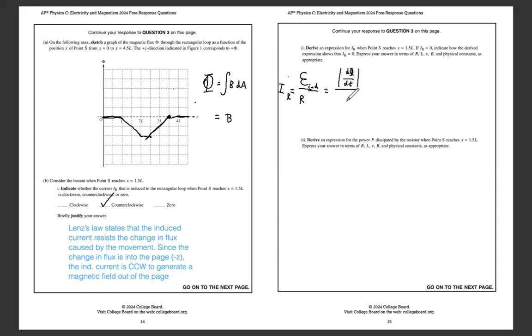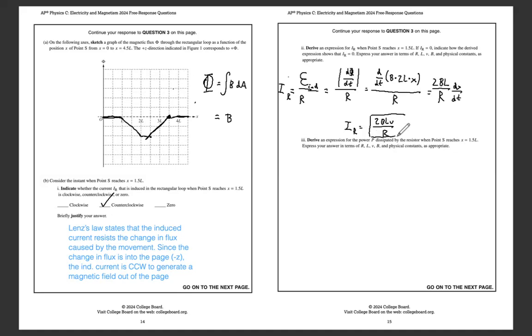D phi dt over R. As we stated in the previous case then, the flux itself is actually going to be field multiplied by area. So B times 2L times X, that's how much of the magnetic field will be enclosed. So you get that divided by R then. If you take all of that, B and 2L are constants, so you get 2BL over R dx dt, which is equal to velocity. So you do get that IR is going to equal 2BLV over R. All right, there you go.